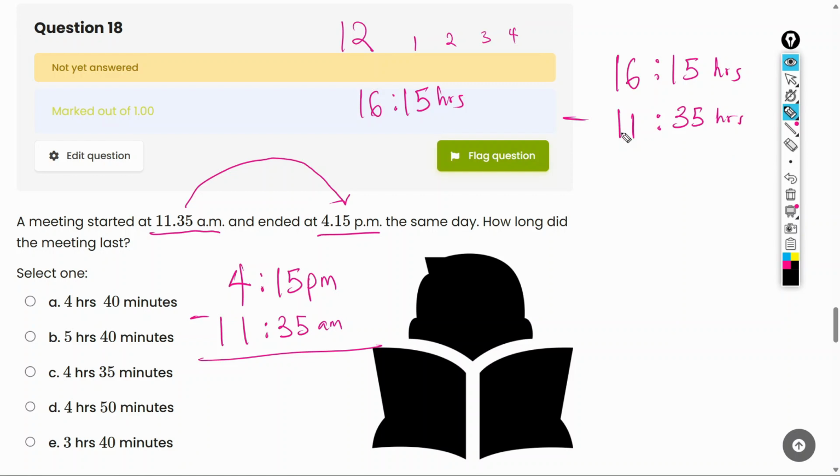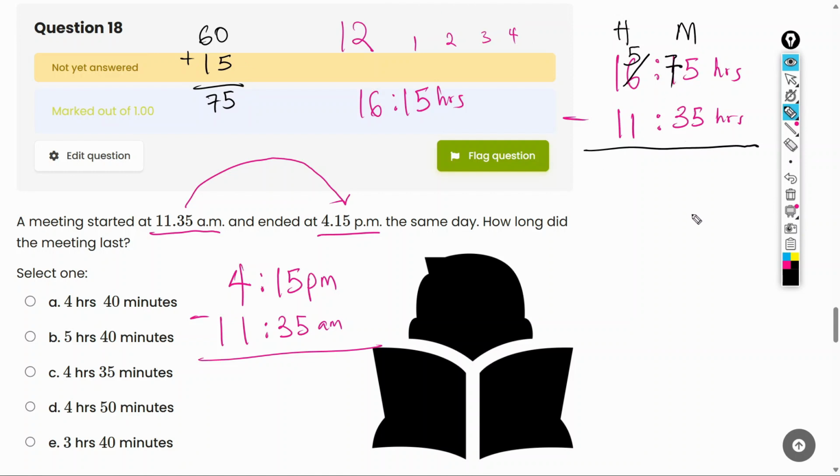Now we can subtract. So these are the minute space, this is our hour space. So 15 minutes minus 35 minutes. Of course, that won't work. So we need to borrow 1 from our hour. If we borrow 1 from 16, we are left with 15. Remember, what we are borrowing is 1 hour. So when it comes here, it becomes 60 minutes. So we are adding 60 minutes to 15 minutes, which is 75 minutes. So we can change this to 75.